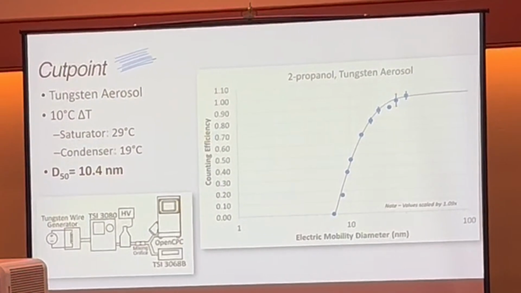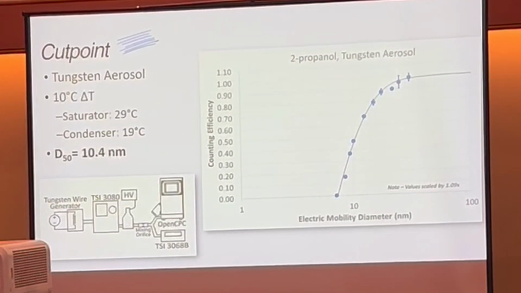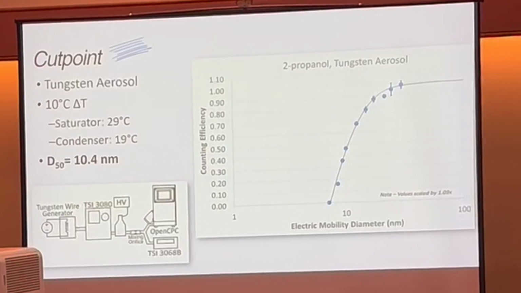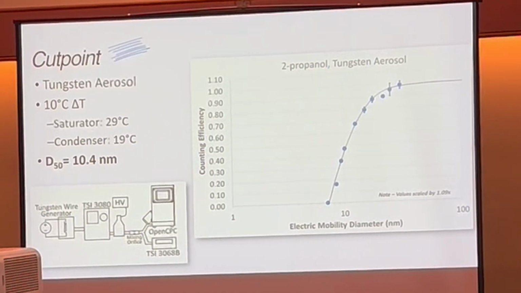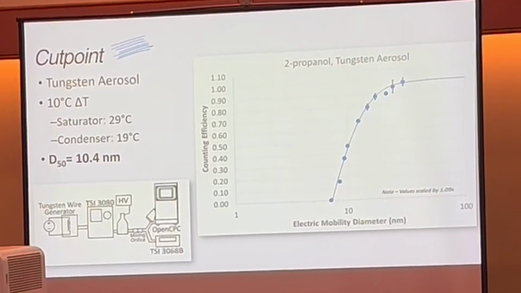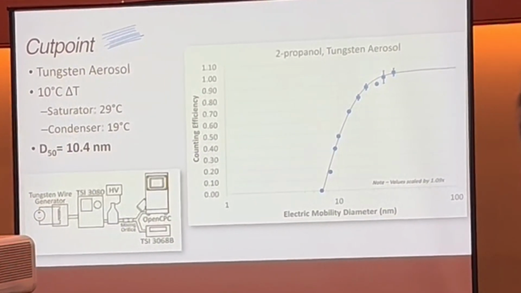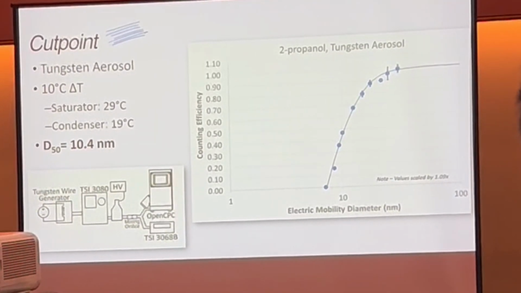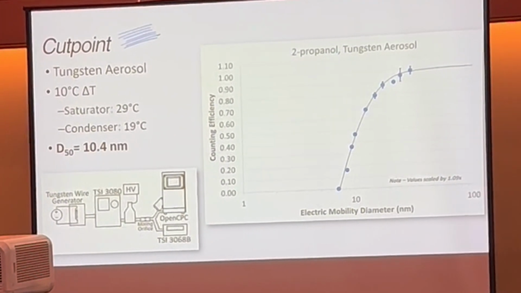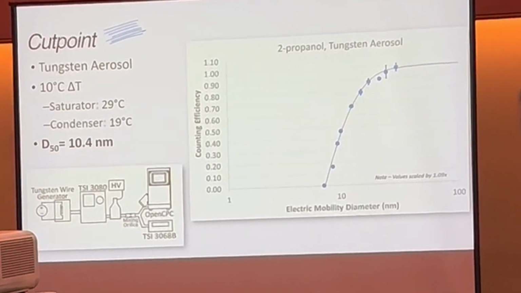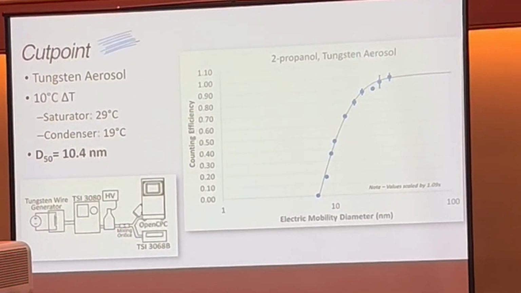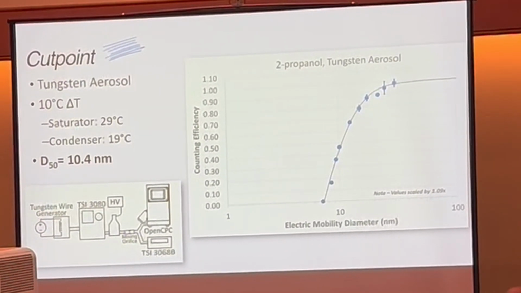Another important parameter for these devices is the cut point. We used a tungsten wire generator along with an anode DMA to create a test aerosol. Here we ran that test aerosol through a wide range of sizes and fit a curve to it, and at our 10 degree delta T, we achieved a 50% cut point at 10.4 nanometers. I do want to note for full transparency that we did scale these values by 1.09 because we had a slight disagreement between the OpenCPC and the electrometer that we used, a TSI 3068B.